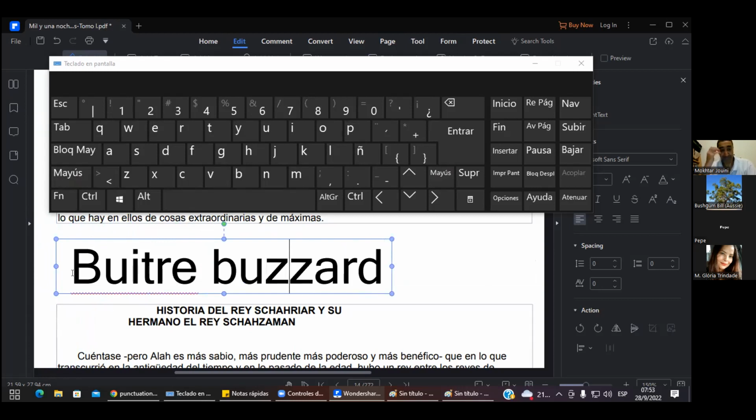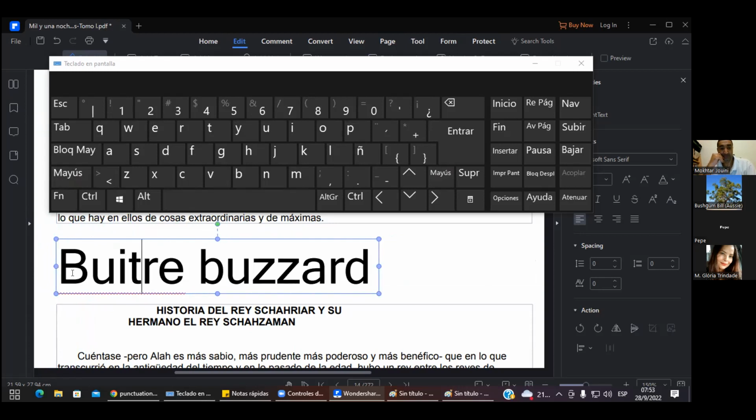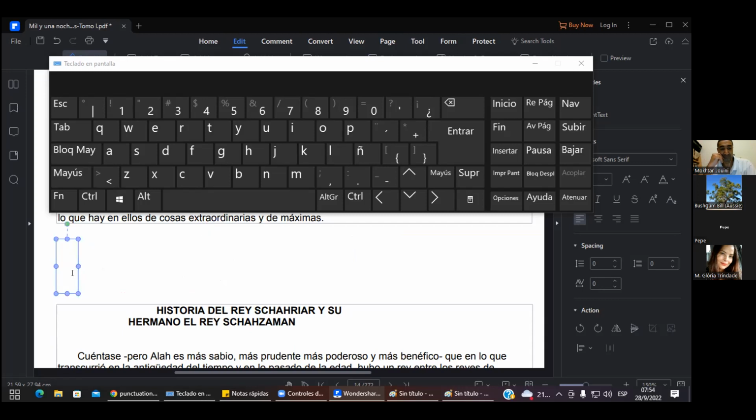Buitre. It's not too different, but it's buitre and the buzzard. All right, okay. So it's zopilote in Latin America. That's right. We call it zopilotes. So you smell like a zopilote.